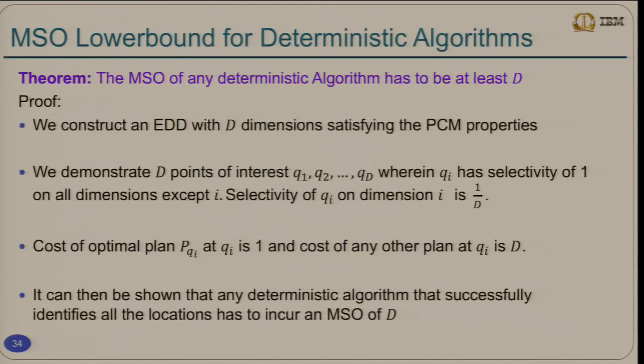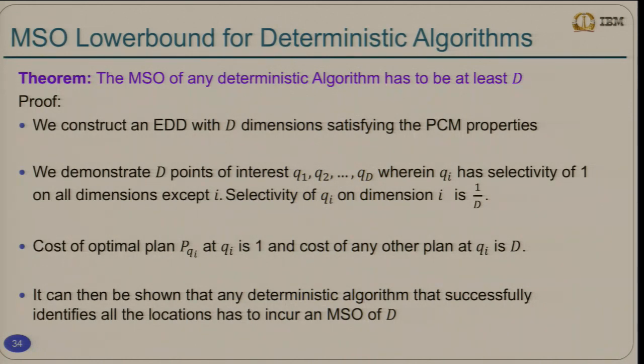And then we also showed that no deterministic algorithm can achieve a ratio better than D. I am again glossing over a lot of technical points here, but the main idea was to construct a particular ESS and specifically show existence of D query points which are all symmetric with selectivity 1 at all dimensions other than one of the locations where it is 1 over D. And you can actually show that if a deterministic algorithm is capable of distinguishing which of the instances you have from Q1 to QD, it must actually incur a cost of D.